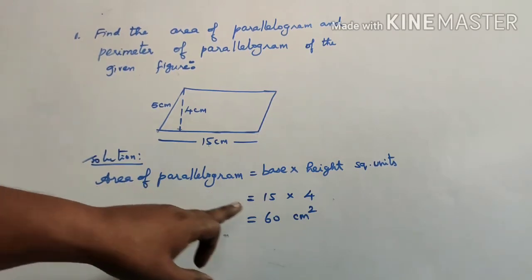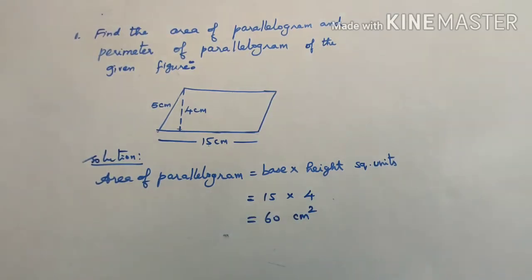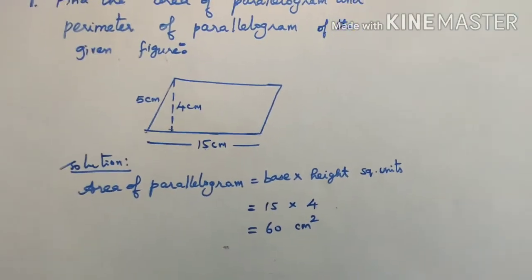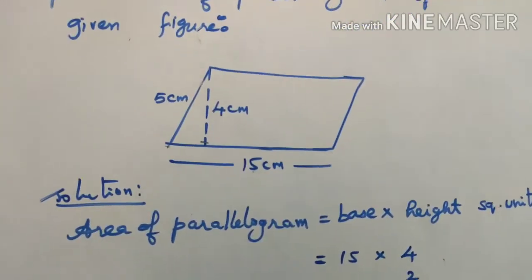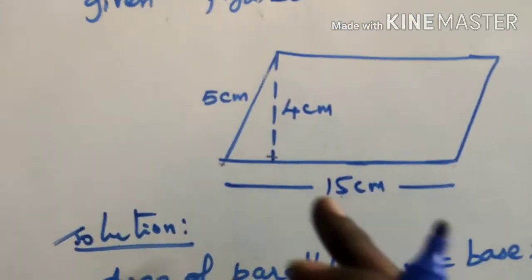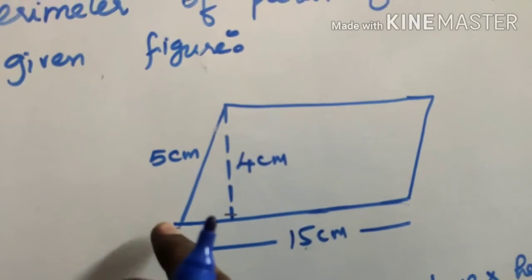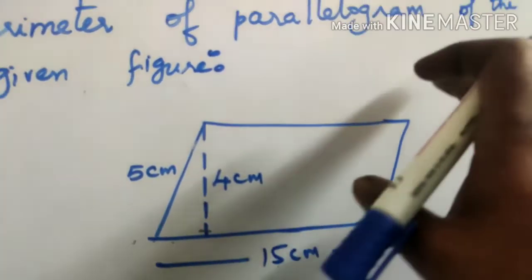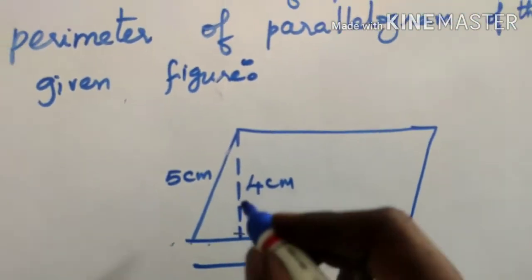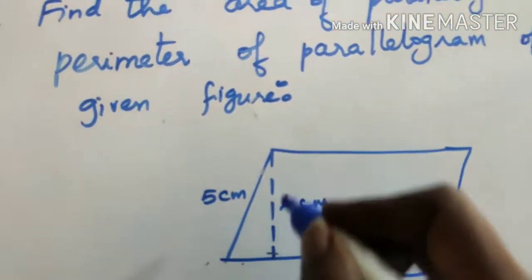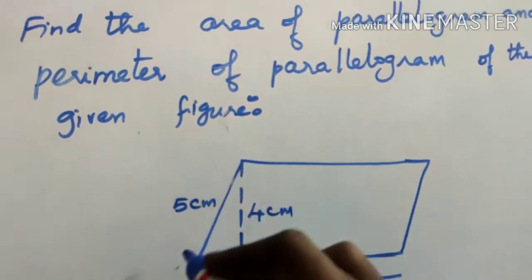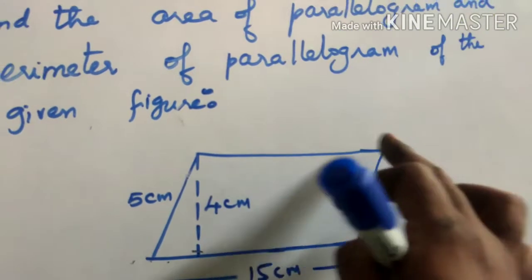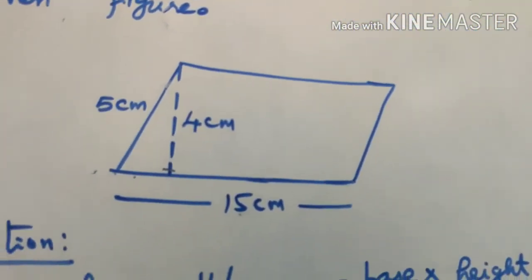So if you are finding area, you have to put centimeter square. Clear? Okay. Now what about the perimeter? Perimeter is the total length of all the sides. This one, this one, this one, this one. 4 sides are there. So the sum of the lengths of the 4 sides, the total length of all the 4 sides, is called perimeter.